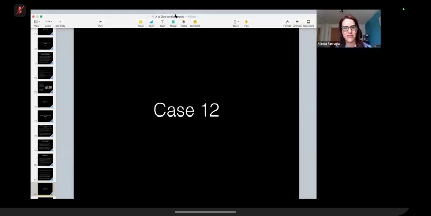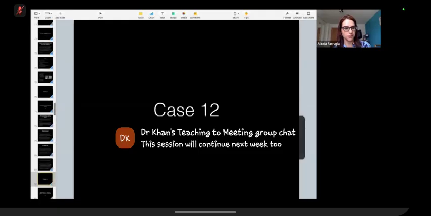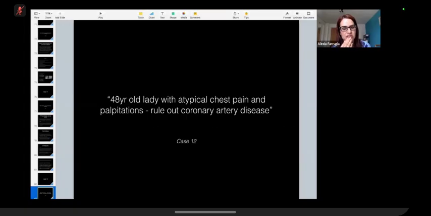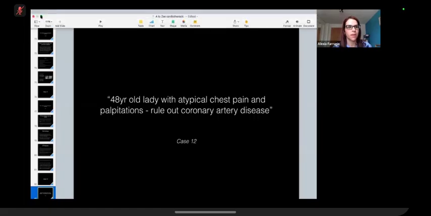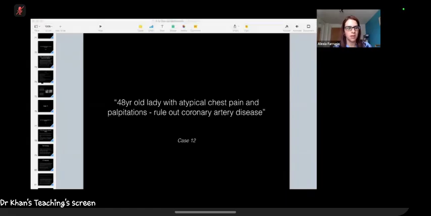Okay. So, shall we go to case 12? Yep. So, this is your history. 48-year-old lady with atypical chest pain and palpitations. Rule out coronary artery disease. So in this case, we're going to focus on the coronaries. Okay. I'll bring up the images for you.